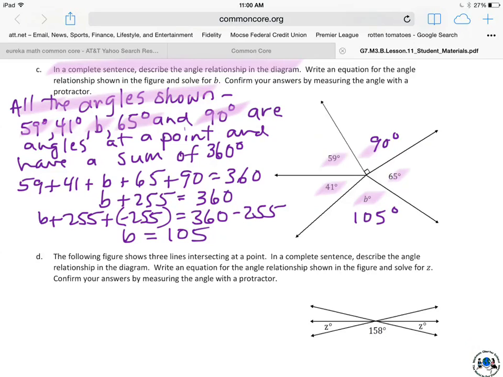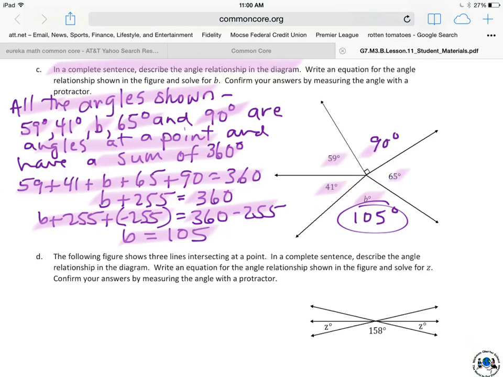So all of those are going to have a sum of 360. We know that because they are angles at a point. Okay, so just set it up like that. All of those equal 360. Now we have B plus 255 equals 360. Again, take away the 255, we end up with B equals 105, which is our answer here. Again, easily done arithmetically, but I want you to do it algebraically.